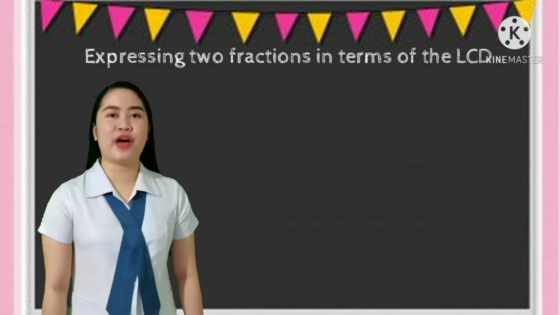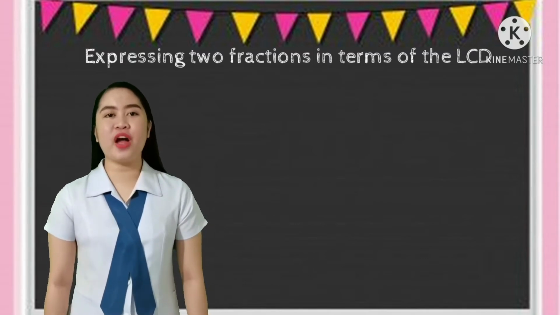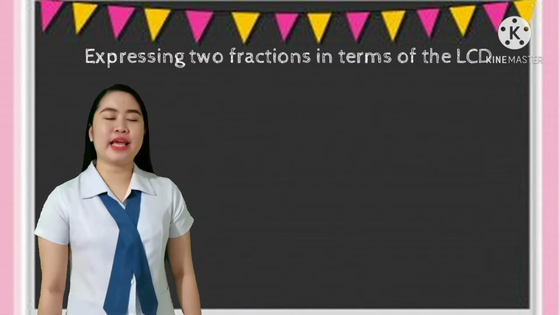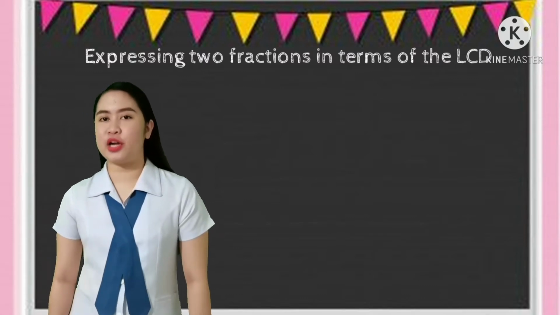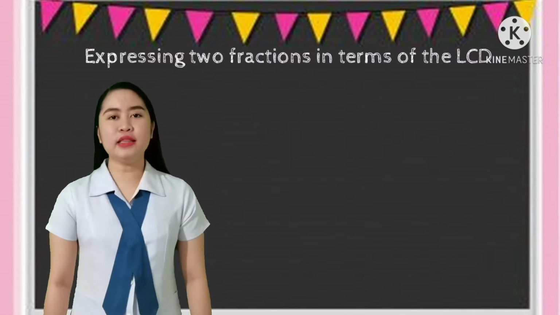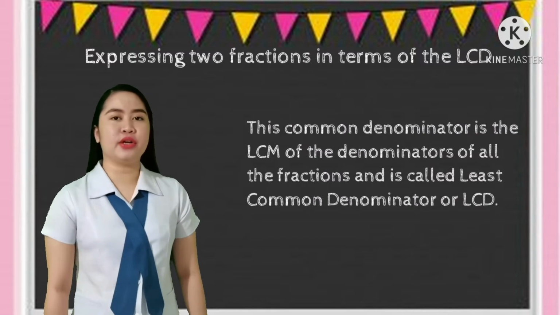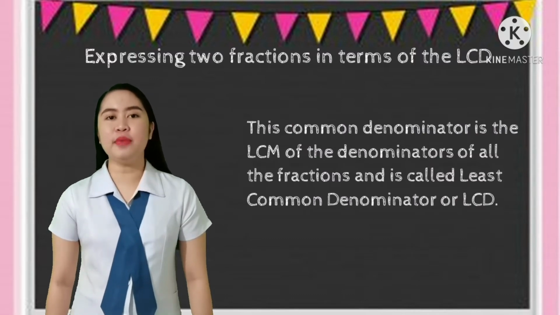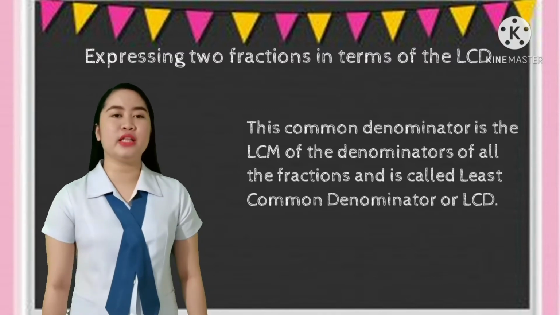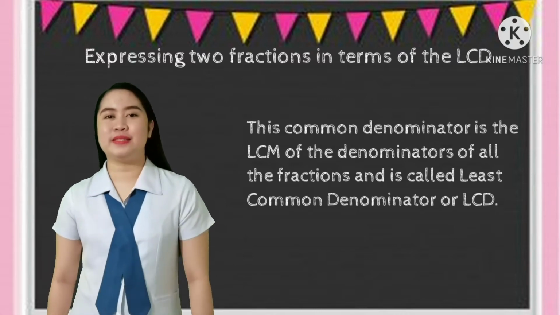Now that you know how to find the LCM of two or more numbers, it's time to express two fractions in terms of LCD. When adding and subtracting fractions, it is often necessary to express two or more fractions in terms of common denominator. This common denominator is the LCM of the denominators of all the fractions and is called least common denominator or LCD. Let's take a look at these examples.